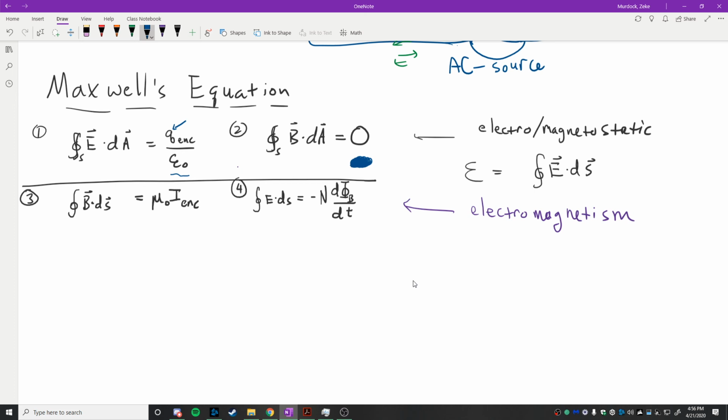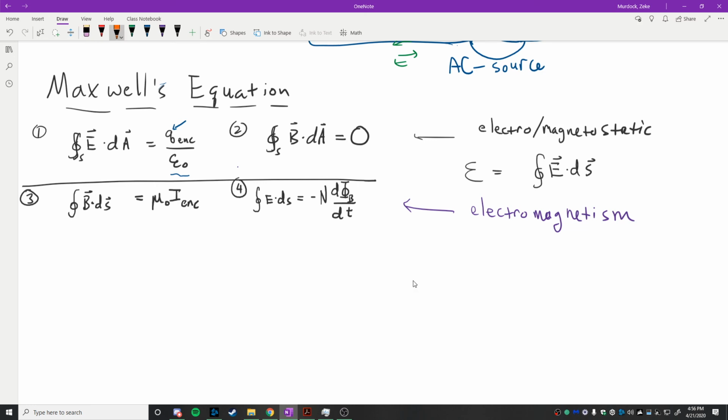What does that mean? Q enclosed. What is Q? What kind of charge is it? Is it like mass charge? Is it spin charge? It's electric charge, right? Is there anything such thing as magnetic charge? There's no magnetic charges, right?